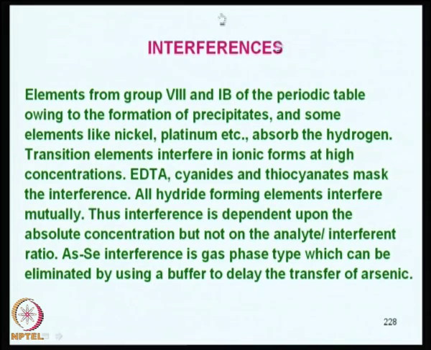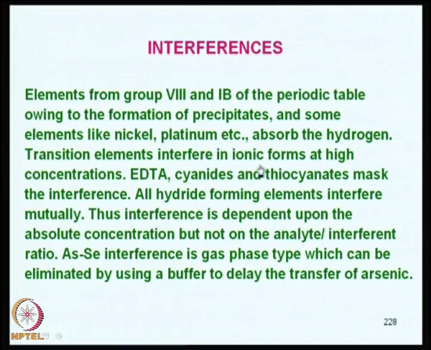Now, the interferences we can continue the discussion because elements from group 8 and 1b of the periodic table form precipitates. Group 1b, mercury, silver, etc. They form precipitates, and some elements like nickel, platinum, etc., they can absorb hydrogen. So, there will be some amount of transport interference from such elements.